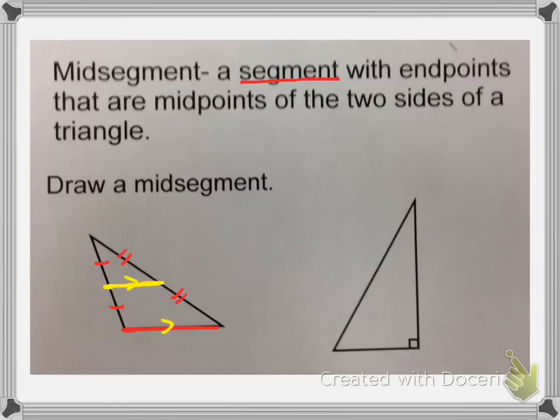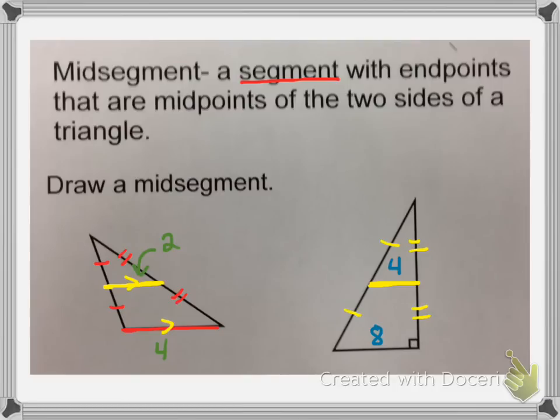So if the length of the base was 4, then the length of the midsegment would be 2. Okay? So let's do this one. There's our midsegment, creates a congruent side there and a congruent side there. And then remember that the midsegment is half the length of the base. So if this is 4, then the base has to be 8.